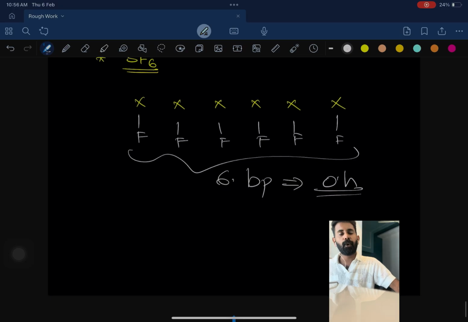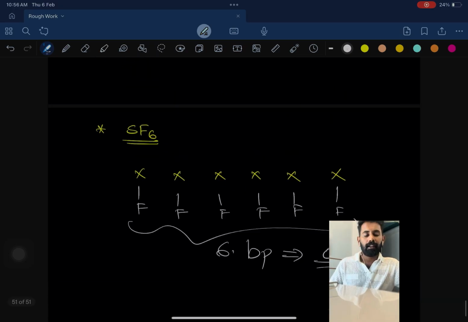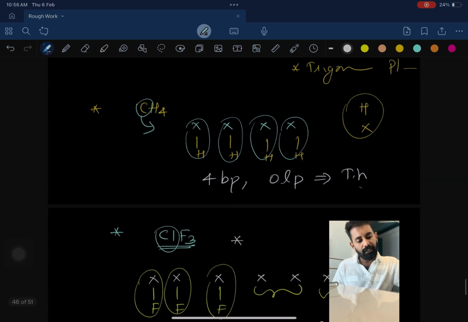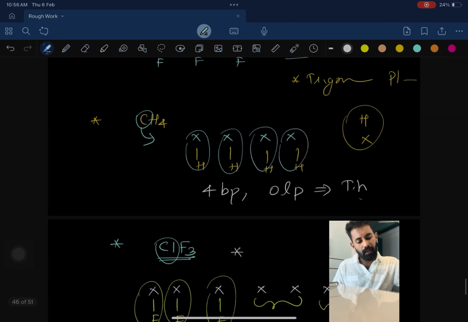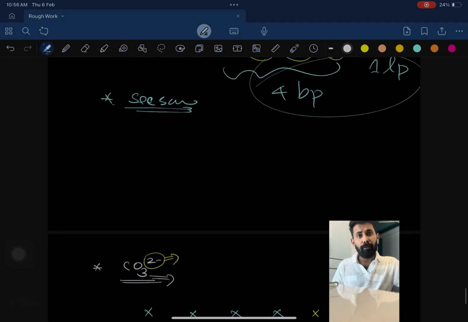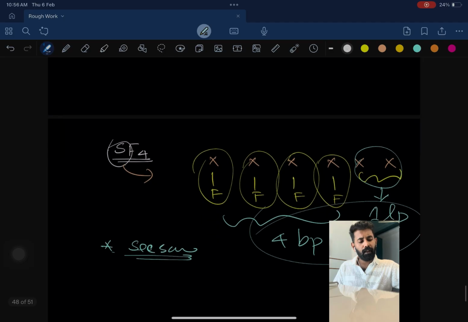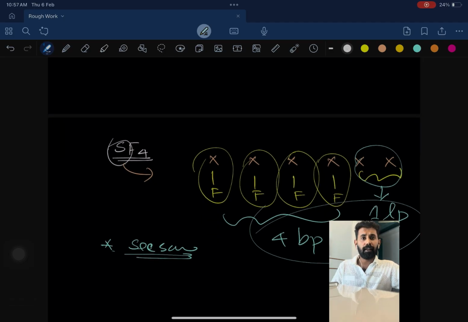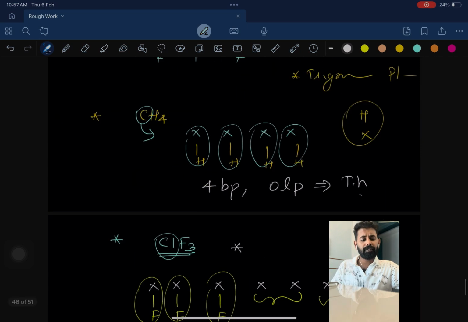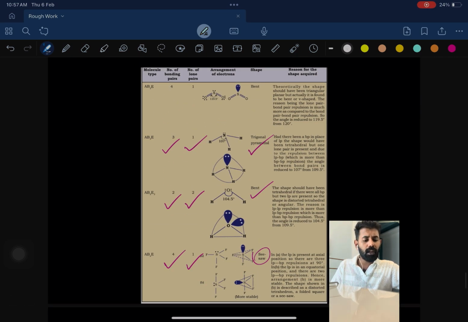So that's it. Now you can usually do these things yourself. I just gave you simple examples. It is all about finding the number of bond pairs and lone pairs. After knowing the number of bond pairs and lone pairs, you have this type of table in your NCERT that can help you with the geometry. That's it.